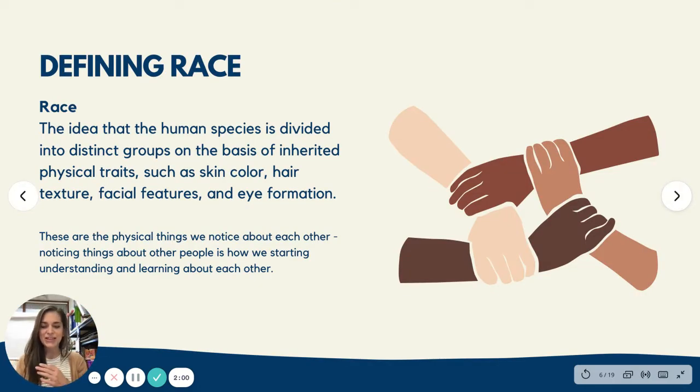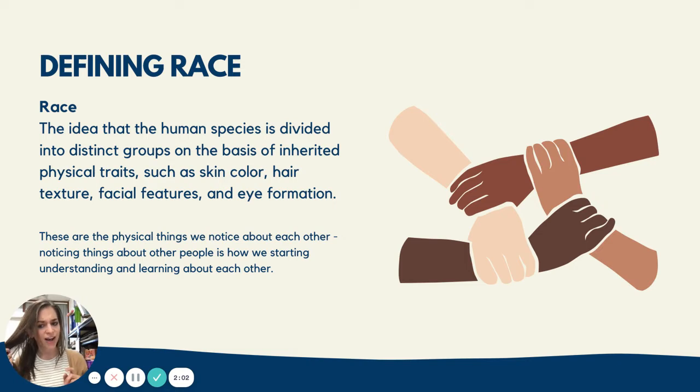These are the things, our skin color and our hair color and texture. These are some of the ideas that help us form this definition of race. And race is the idea that the human species is divided into groups on the basis of inherited physical traits, such as skin color, hair texture, some of our facial features, and our eye formation. These are the physical things we notice about each other when we're meeting someone new.